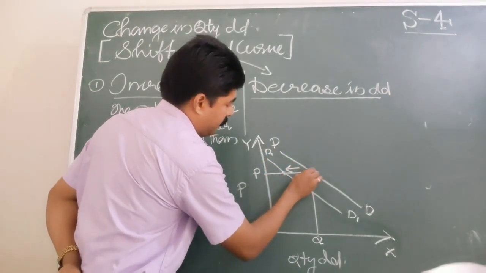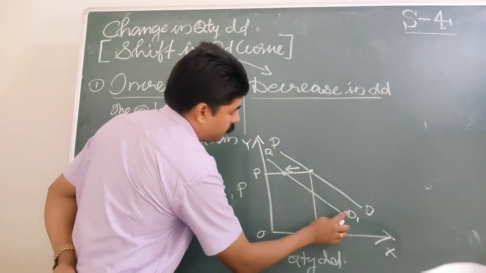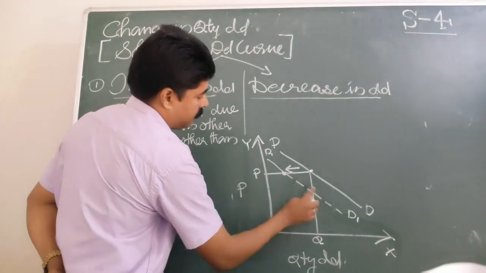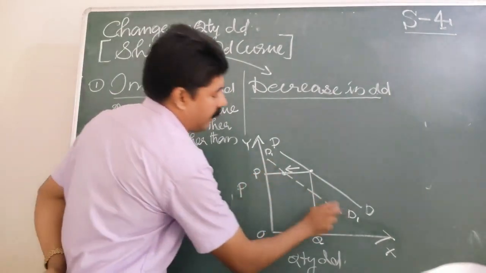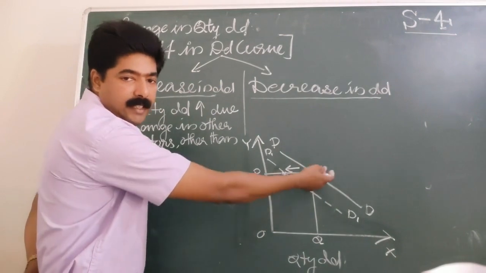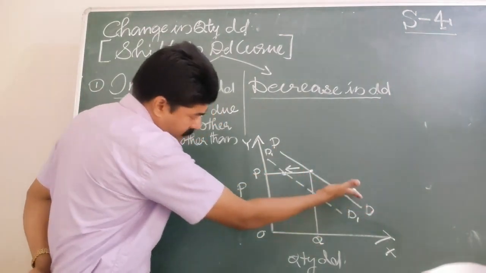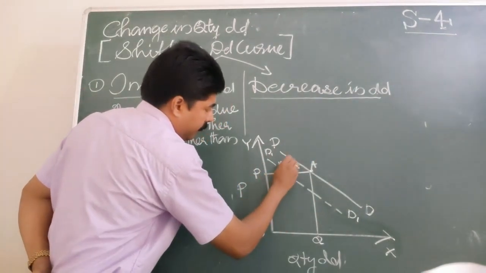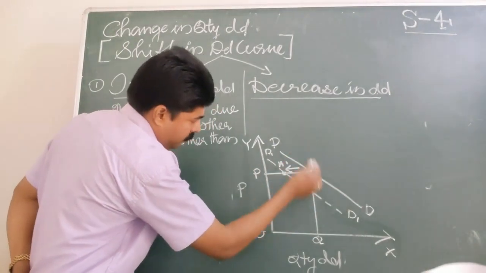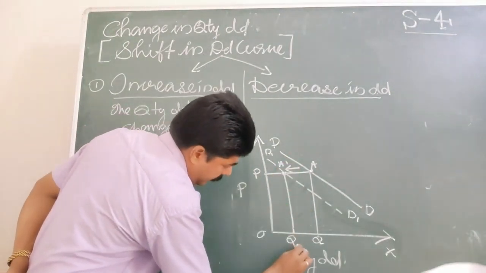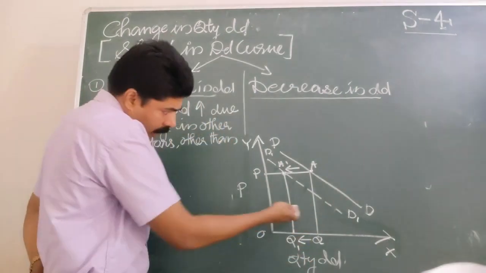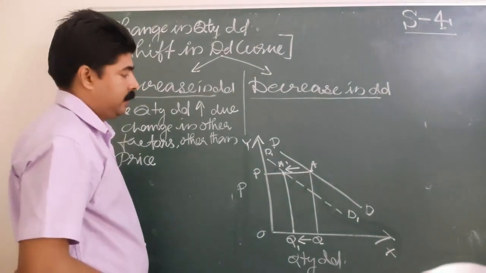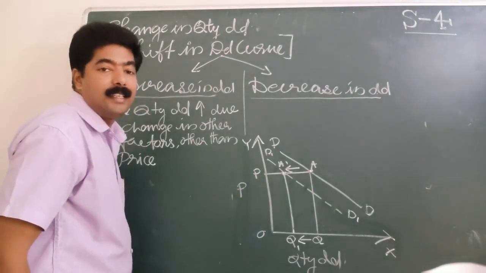Leftward shift from here to here. This is a new demand curve. This dotted line is the new demand curve formed. We can say that the entire demand curve has shifted to the left, from A to A1. That demand curve shows the quantity demanded of a commodity decreases, falls, due to changes in other determinants of demand. So that is what is known as a decrease in demand.